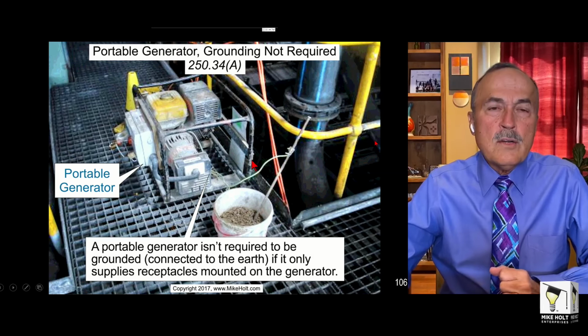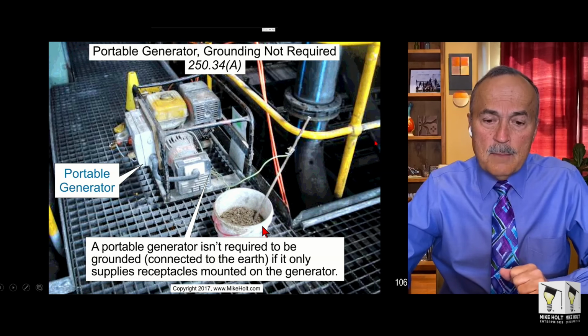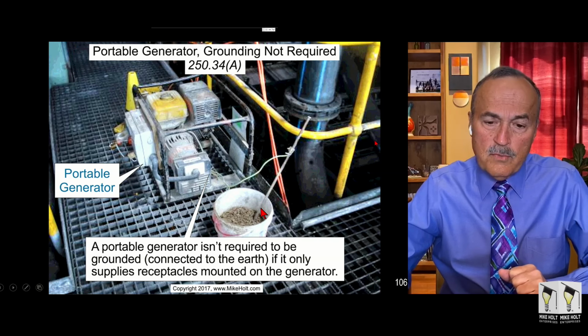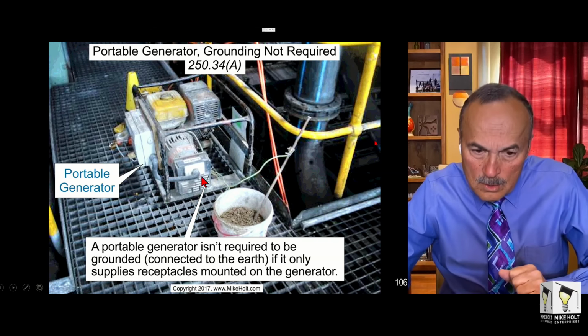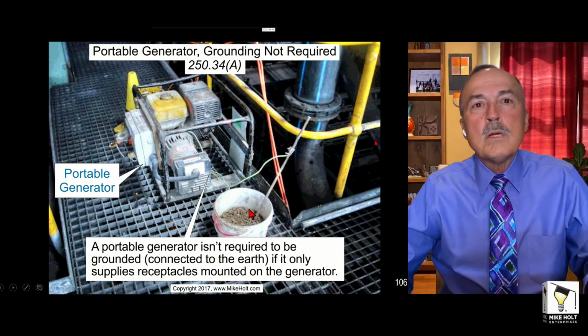Here's a portable generator, and somebody thinks, well, you've got to ground the generator. And somebody then takes a 5-gallon bucket, puts some dirt in there, and gets a 4-foot piece of ground rod with a wire, and connects it over probably somewhere to the frame of this generator here. Guys, please.